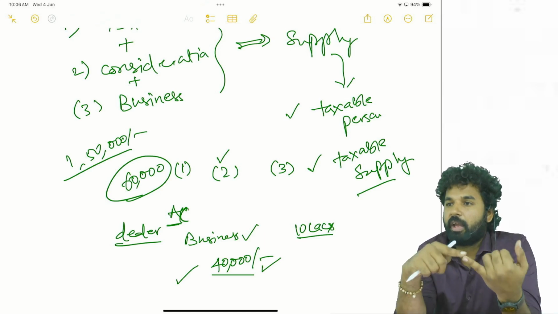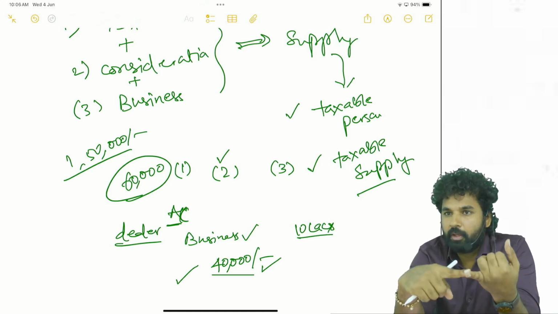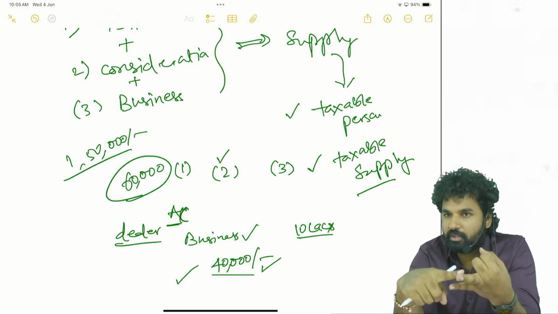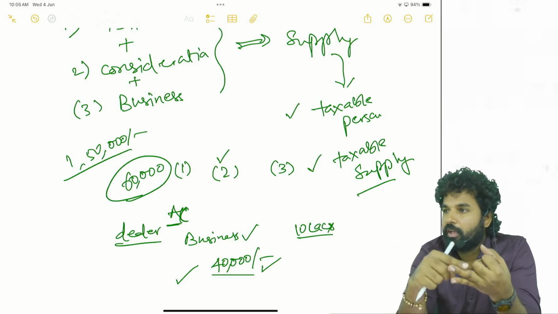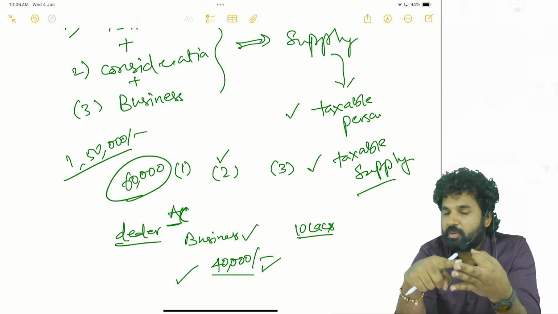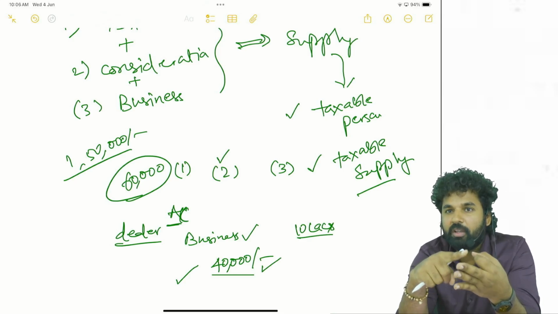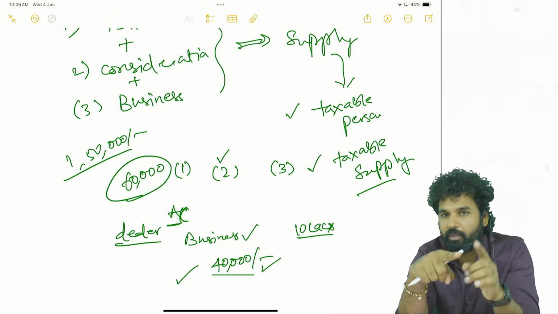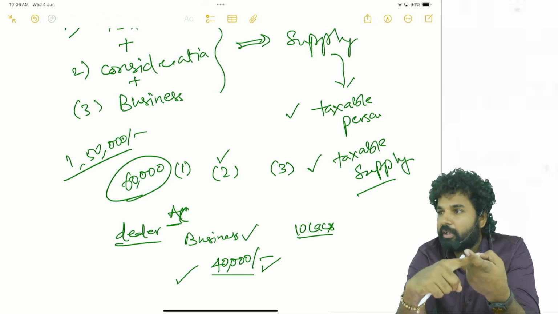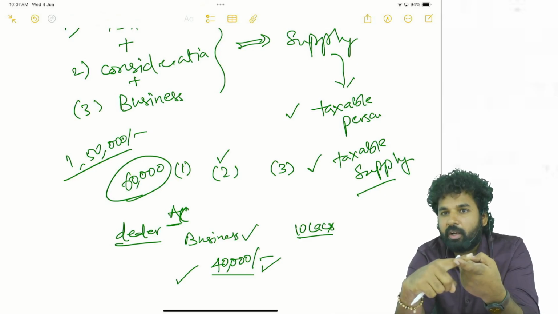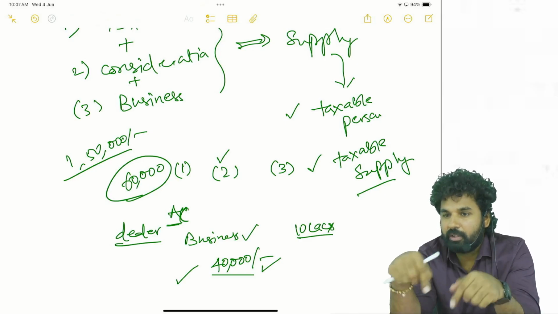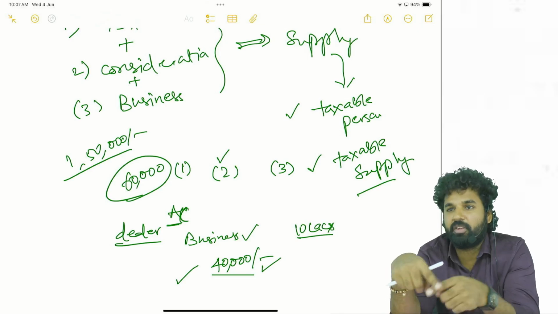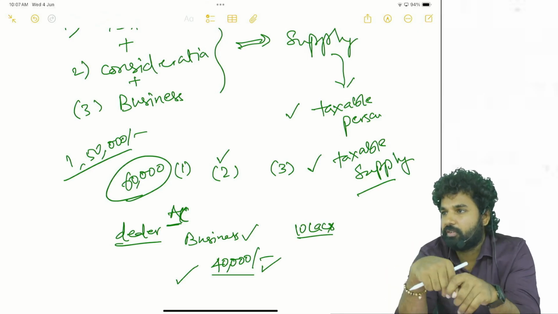So service is there. In the course or furtherance of business is there. That is his profession. And later on consideration has been charged from the client. All the conditions are met. Hence it is a supply. It is made by a taxable person only. But it is an exempted service.